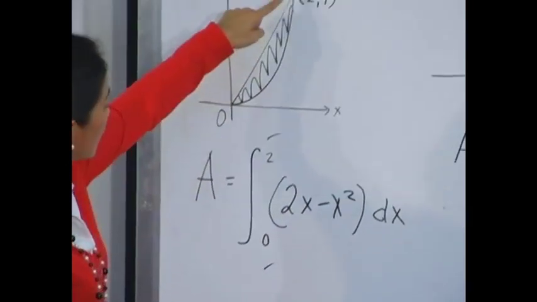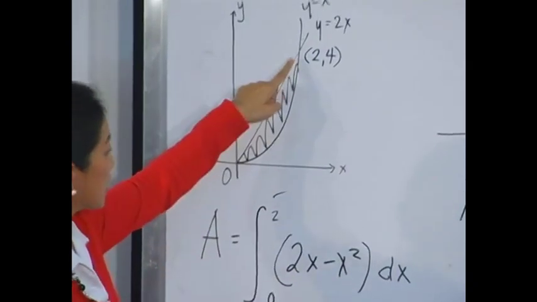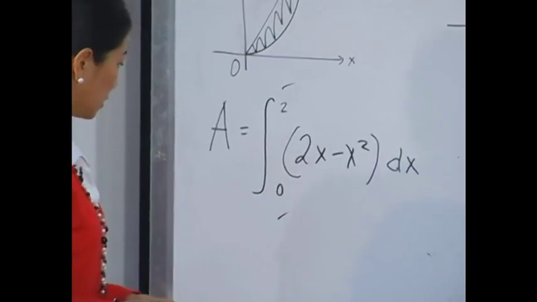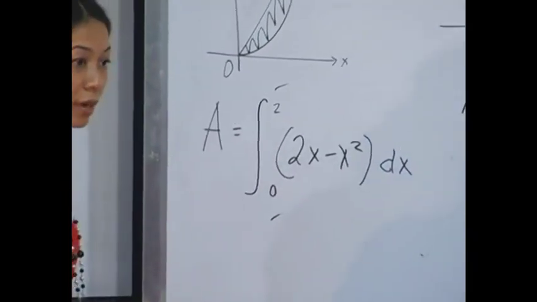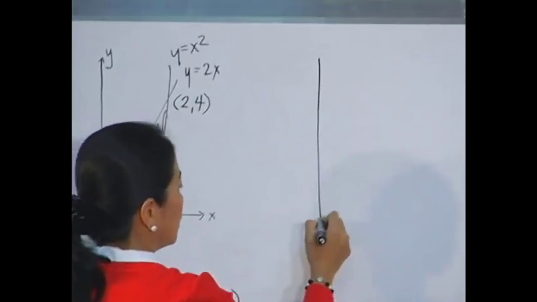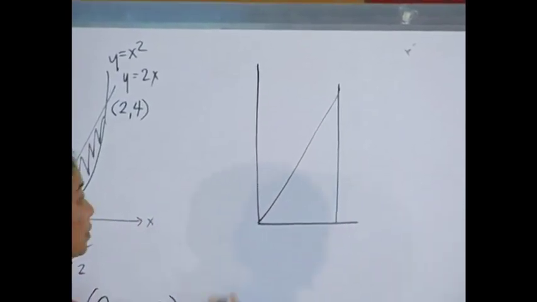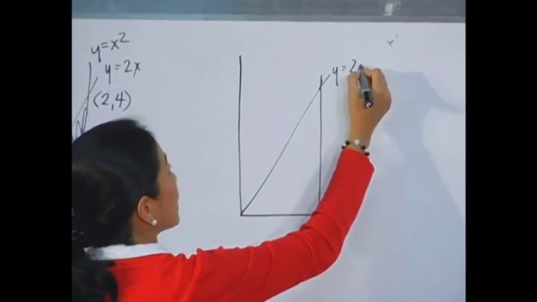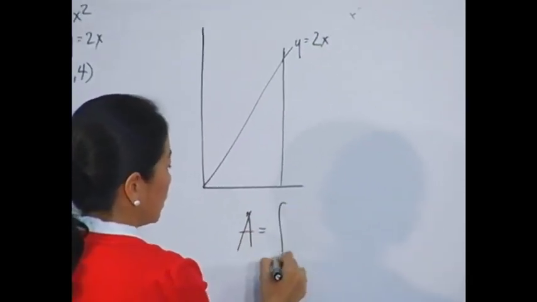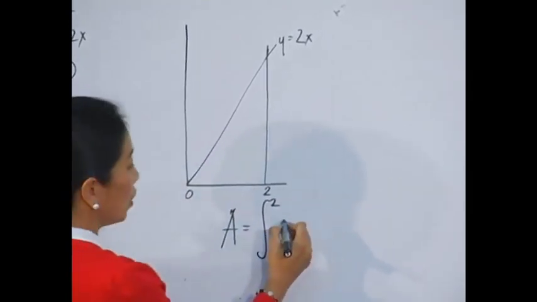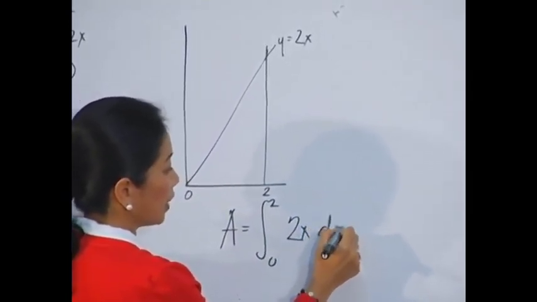And now what is the implication of this? 2x is the first ceiling. x squared is the second ceiling. Now what does it mean to have 2x minus x squared dx? By the linearity of integrals, this is going to translate into what we had demonstrated earlier using the sheets of paper. We have this region where this is y equals 2x, and the area is the integral from 0 to 2 of 2x dx.